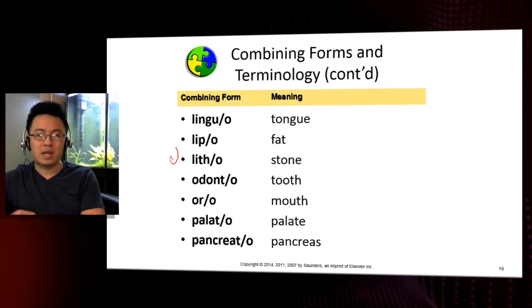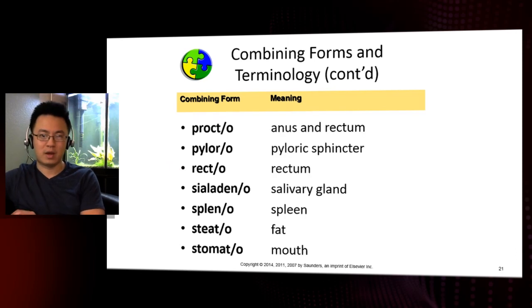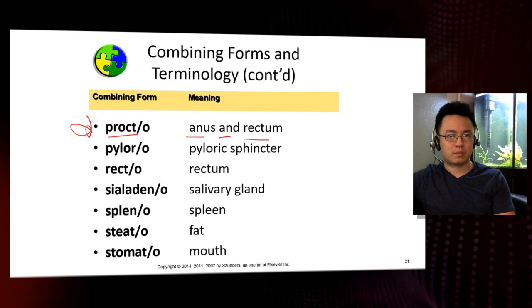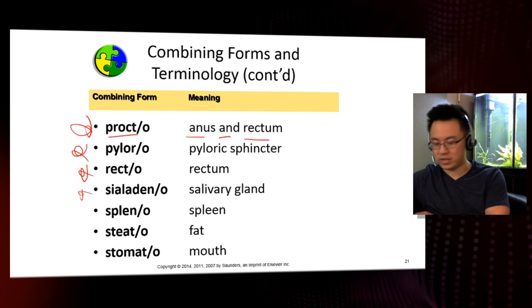A lot of these terms we've already seen. Litho here means stone. Pancreato definitely means pancreas. We're very familiar with these terms. We should be, having come from chapter 5. Now, here we go. Procto means anus and rectum. So think about a proctor. I'm just kidding. But anyway, procto means anus or rectum. Pyloro here means pyloric sphincter. Recto definitely means rectum. Sialoadeno means salivary gland. A lot of these we've already encountered in the last chapter.